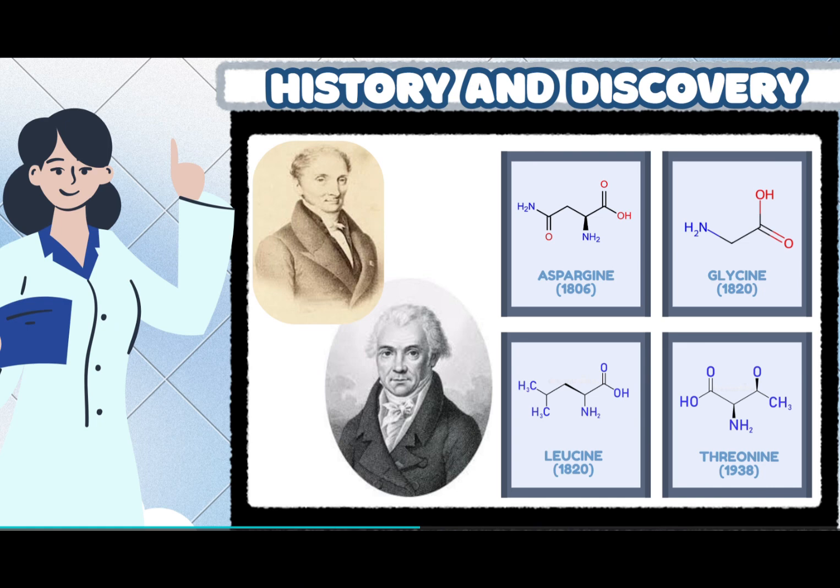Throughout the 19th and early 20th centuries, scientists painstakingly discovered and isolated the remaining amino acids from various protein sources. For instance, glycine and leucine were discovered in 1820, and threonine, the last of the 20 amino acids to be identified, was found in 1938. This gradual unveiling of these fundamental molecules laid the groundwork for understanding protein structure and function.